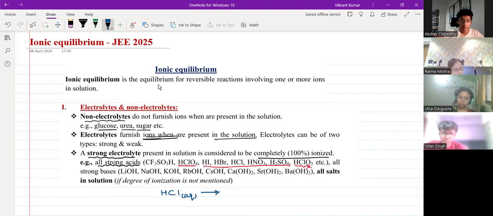तो यहाँ देखो मैंने एक single arrow दिया है, one sided arrow, and we'll be writing H plus aqueous plus Cl minus aqueous. What does it mean? There is nothing called HCl aqueous undissociated present in the solution. It will never be present. So that's one part.